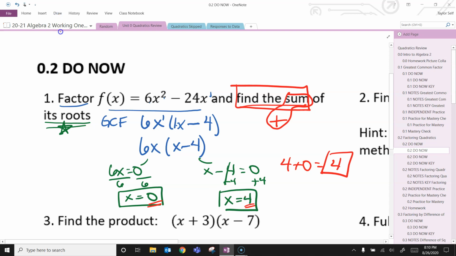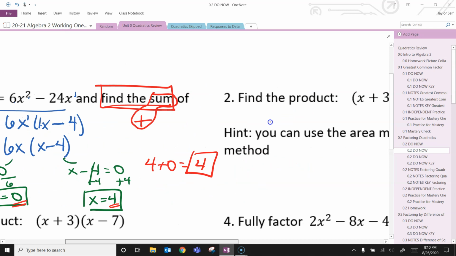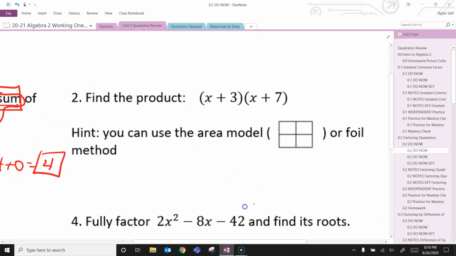This is an SAT style problem. Sometimes they'll ask you to factor and then do something with the roots. So that's why we found the sum. Okay, next, we are going to practice finding the product. Product means multiplication, another important word for SAT. So product, we are going to do that using the area model.